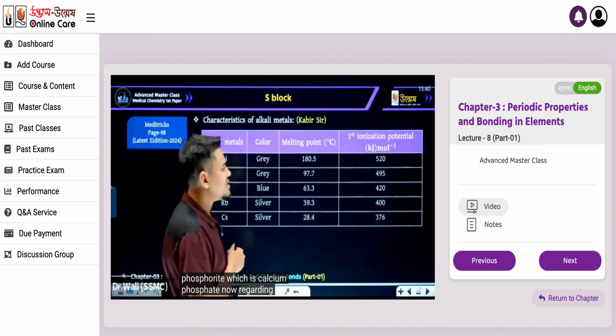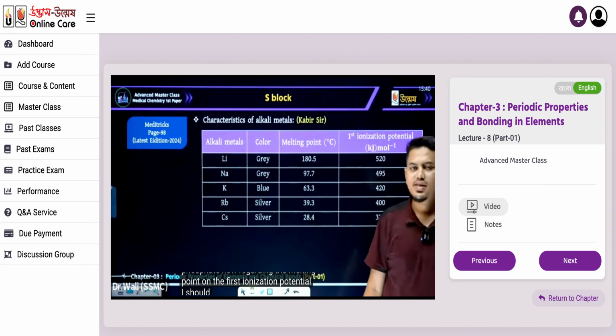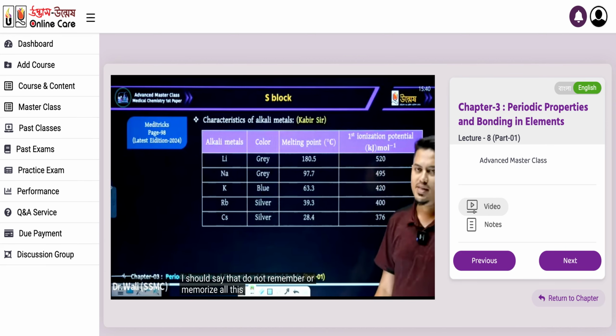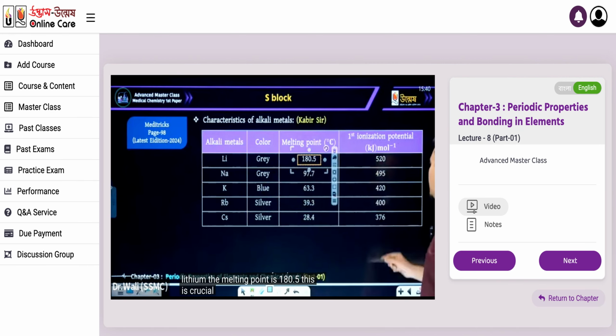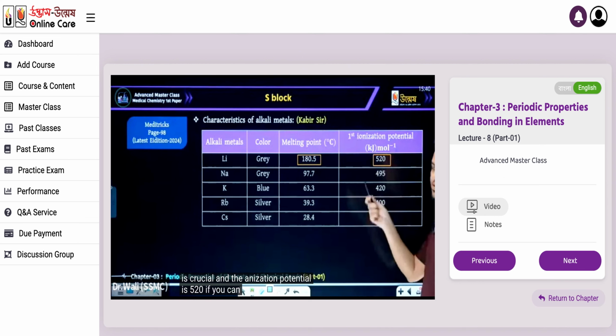Now, regarding the melting point and the first ionization potential, do not try to memorize all this information. I only mark those which are very important. For lithium, the melting point is 180.5. This is crucial, and the ionization potential is 520. If you can remember this, that is enough.